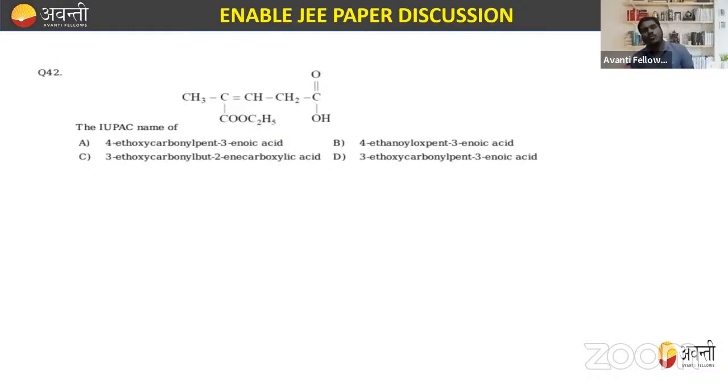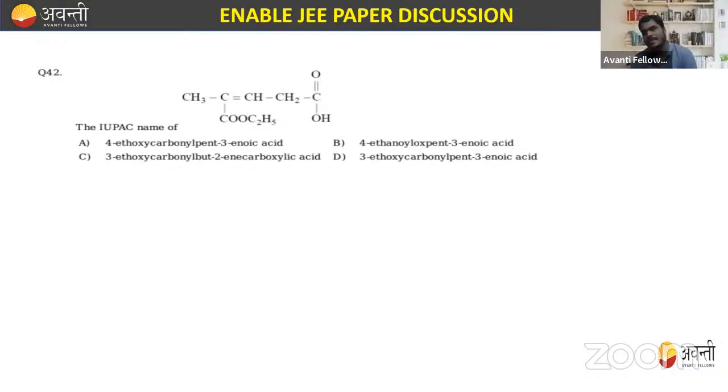Now, what is the IUPAC name of the following compound? You have to tell what is the IUPAC name of the following compound, beta. Let me first discuss some basic things, because I know you just forget this, and then you are not able to do this question. Otherwise, this is a very simple question.